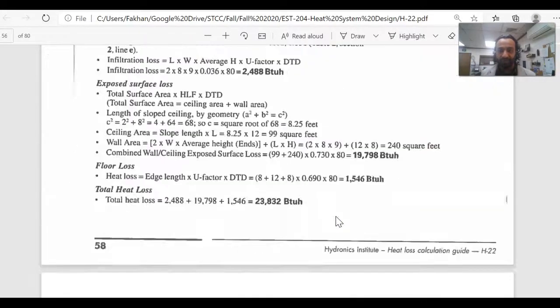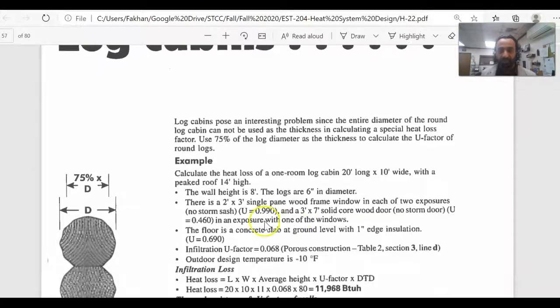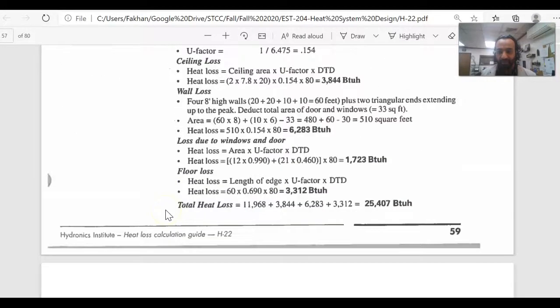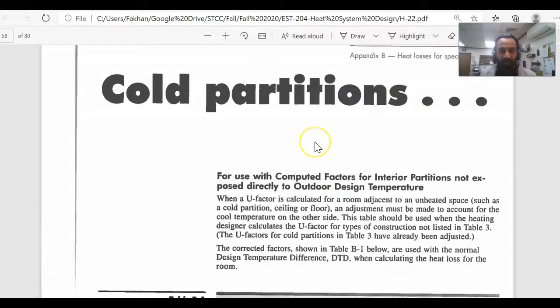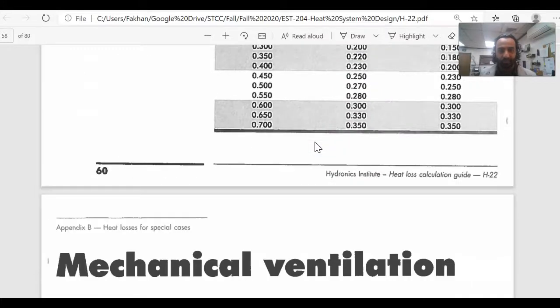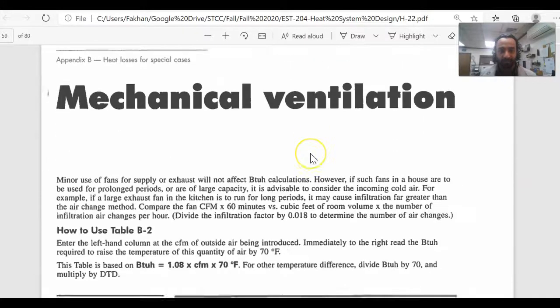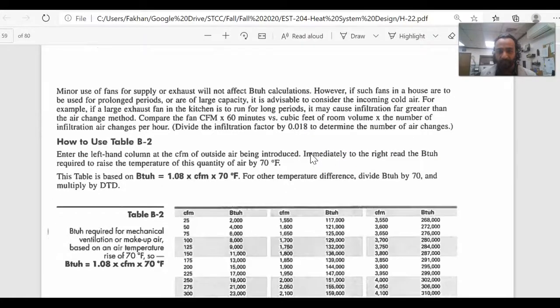Greenhouses, there are glass. I'm not going to go through this. We can skip that. Log cabin, different wall insulating material. Cold partitions, we did that already. So for cold partition, you get the heat loss factor, then you get the correction factor over here. So sometimes it's the same, sometimes it's not the same. I will just use it the way it is. It will be a little bit easier.